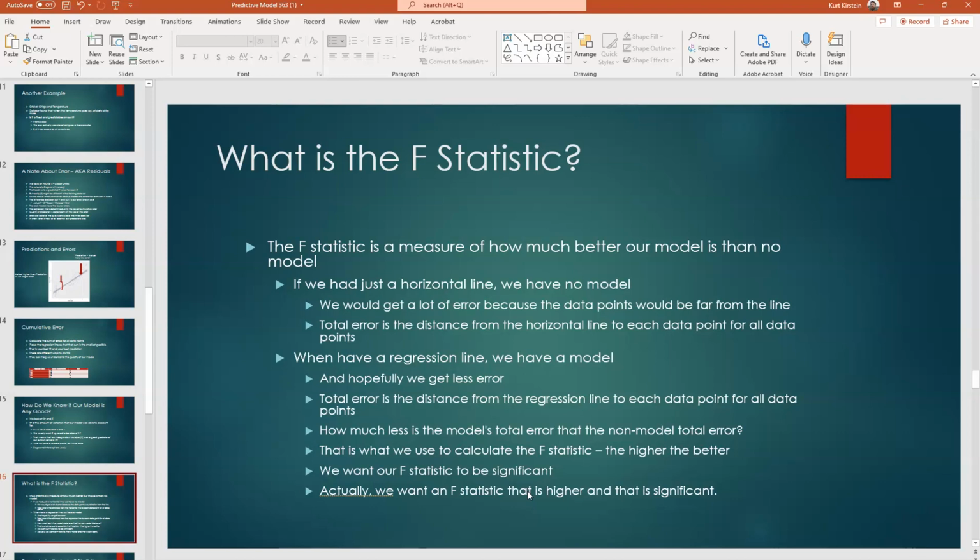The total error would be the distance from the horizontal line to each of the data points. But when we have a regression line, we have a model, and hopefully we get less error. It's fit to the data, so it fits better. Total error is the distance from the regression line to each data point, as we've seen, but that's going to be a lot smaller than if we just use the mean line. The F statistic tells us how much better off we are than just using the mean.